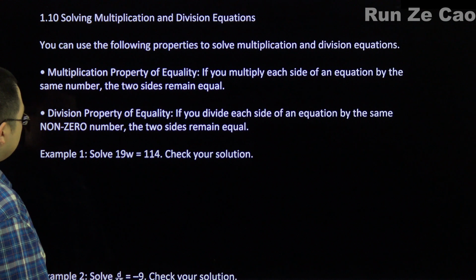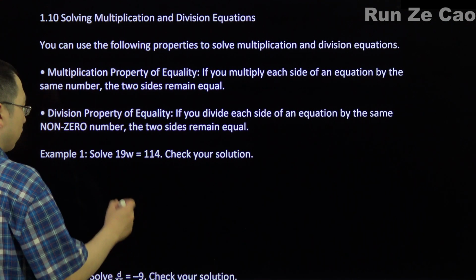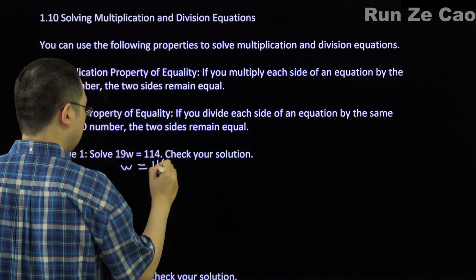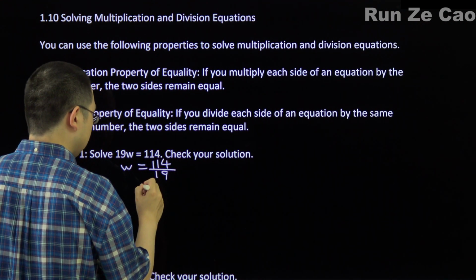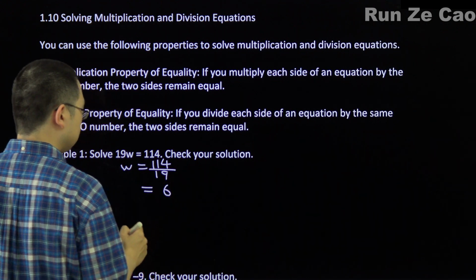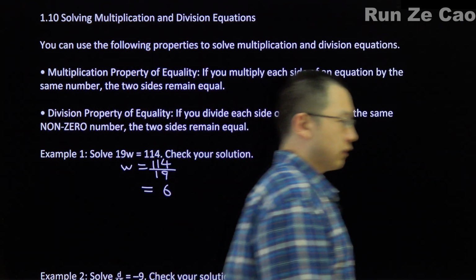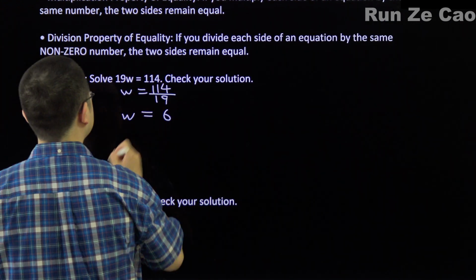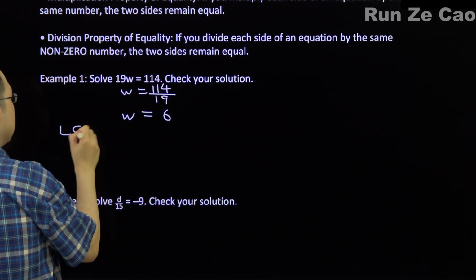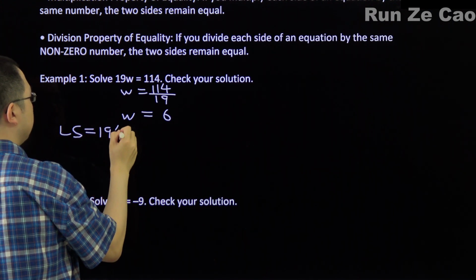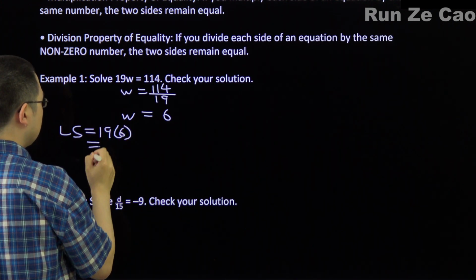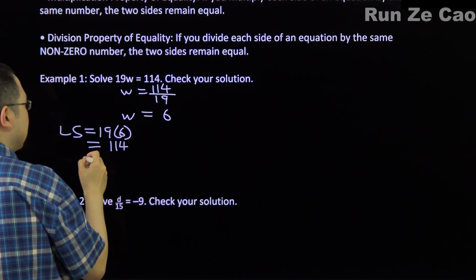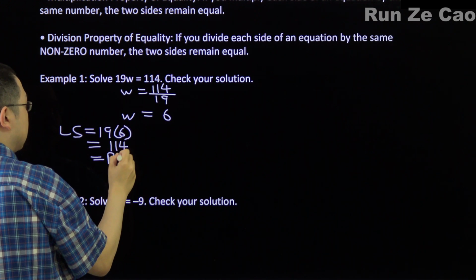Example 1. Solve 19w is equal to 114. Well, w is equal to 114 over 19, which is equal to 6. So w is equal to 6. How do we check this solution? Left side is equal to 19 times 6. So that is 114, which is equal to the right side.